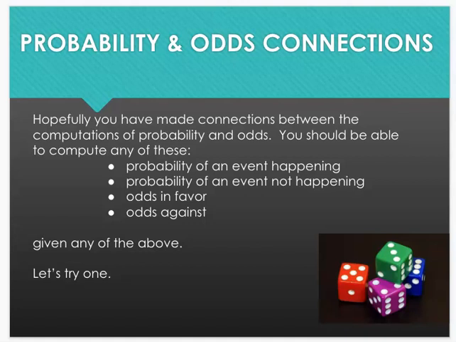So for example, if you're given the probability of an event happening, you should be able to find the other three: the probability of that event not happening, the odds in favor of that event happening, and the odds against that event happening. Likewise, if you're given odds against something happening, you should be able to find the odds in favor of that event happening, the probability of that event happening, and the probability of that event not happening. Let's try an example.